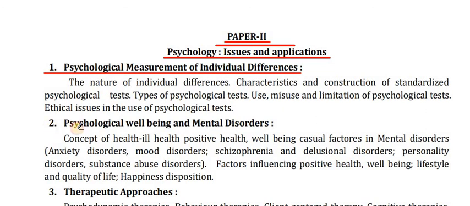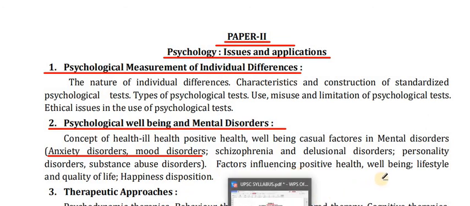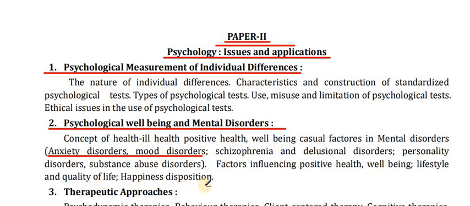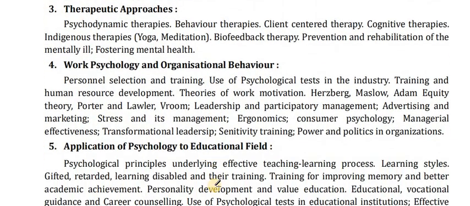Point number 2, psychological well-being and mental disorders. Concept of ill health, positive health, well-being, causal factors in mental disorder, anxiety disorder and mood disorder, schizophrenia and delusional disorder, personality disorders, substance abuse disorders, factors influencing positive health, well-being, lifestyle and quality of life, happiness disposition.